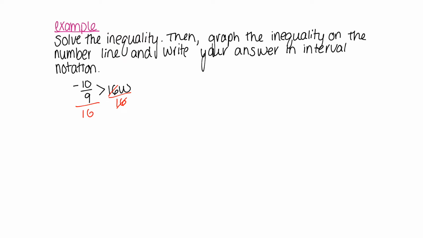But when you go to divide over here, this is a little more difficult to deal with. Your calculator can deal with it. If you put in parenthesis negative 10 divided by 9 and parenthesis, then divide by 16, you'll get the right answer. But that's a little more than maybe we want to do right this moment. So let me talk about how to deal with this. 16 is the same thing as 16 over 1. Let me rewrite this as negative 10 over 9 is greater than 16 over 1 w.